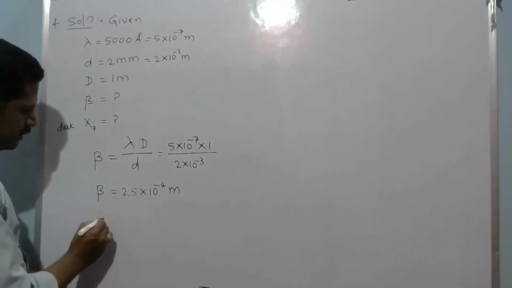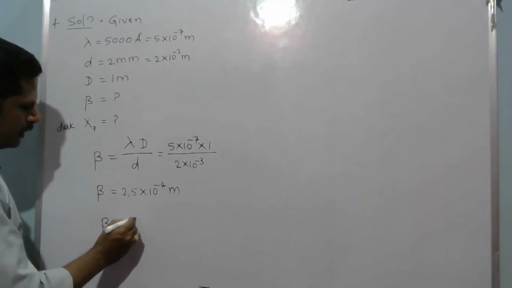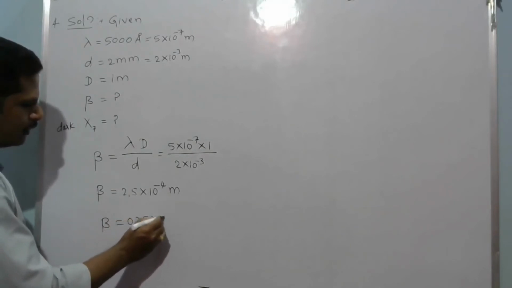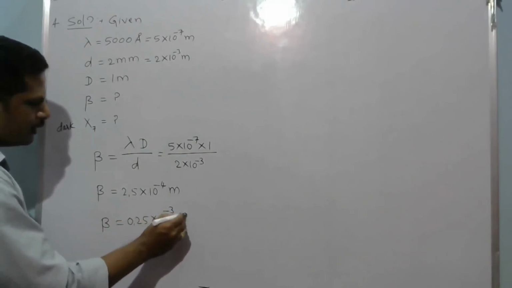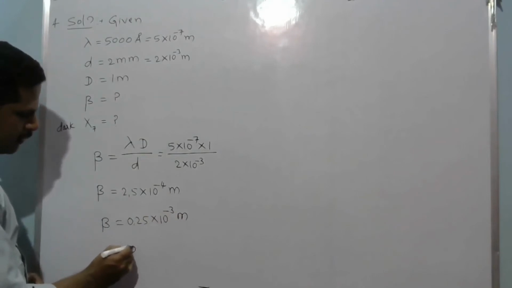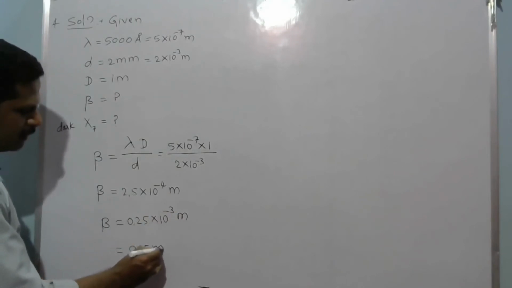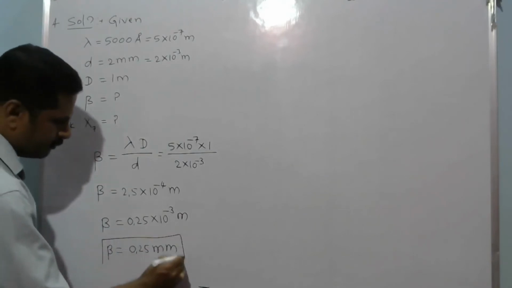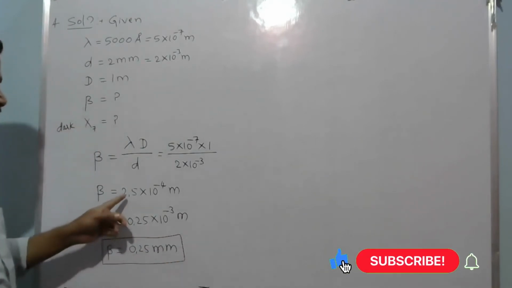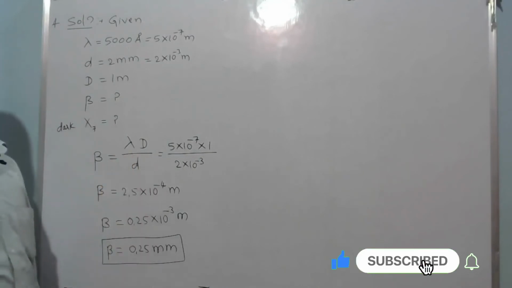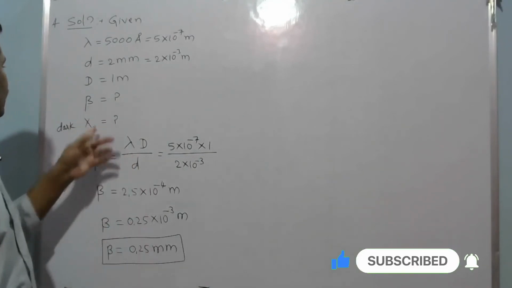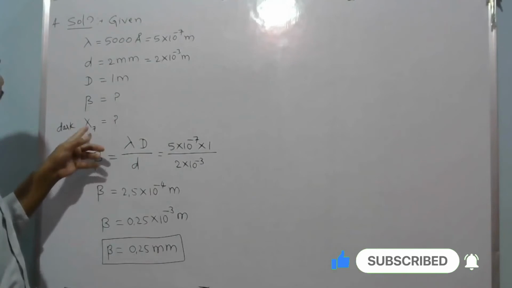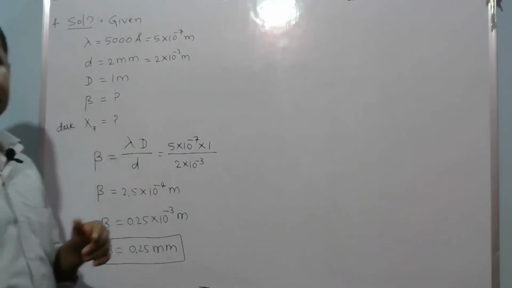Or else we can write this as 0.25 into 10 to the power of minus 3 meter, that is nothing but 0.25 millimeter. This is the fringe width value. Or else we can write like this, 2.5 into 10 raised to minus 4 meter. Okay, now let me find out the distance of the 7th dark fringe from the center fringe.